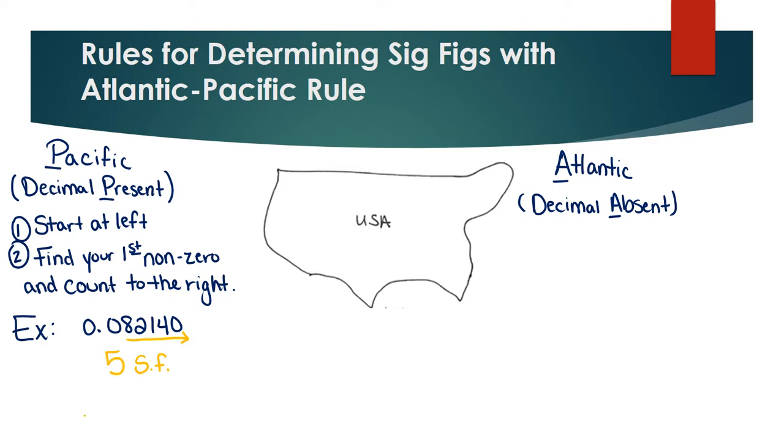With the Atlantic rule, this is when we don't have a decimal in the number. So you start on the right-hand side, and then you start at your first non-zero.